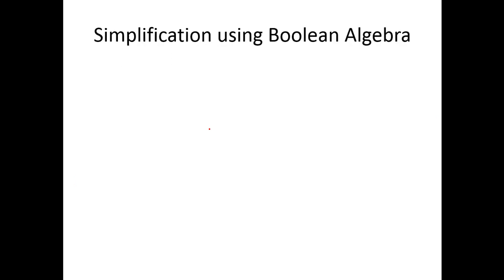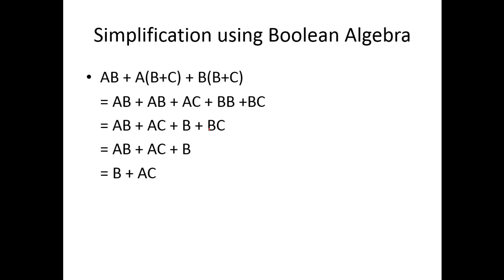Okay, let's take another example of simplification of a Boolean expression using laws of Boolean algebra. And we have an expression ab plus a bracket b plus c plus b bracket b plus c. So let's simplify it. We multiply a with this sum term. This produces ab plus ac. Similarly, b plus bc.